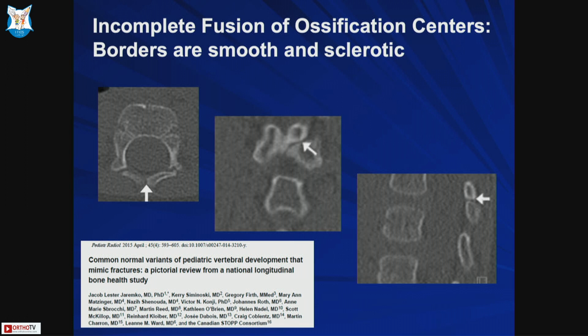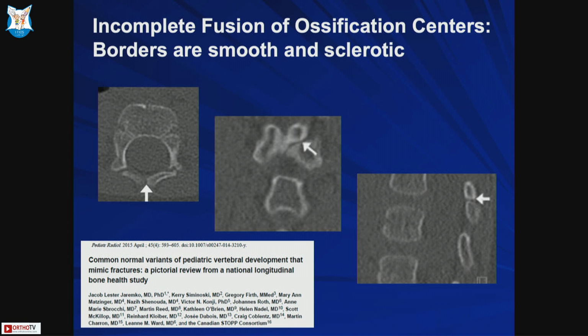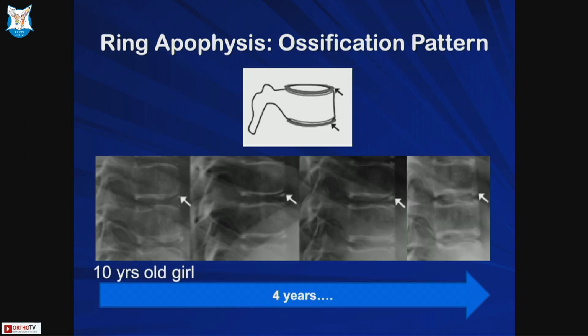And because of incomplete fusion of the ossification centers, you do see these lines in the x-rays in children, like a bifid spine in the C-spine area, or these borders which are smooth and sclerotic. They are not actually fractures. They are just ossification centers which are waiting to be fused.